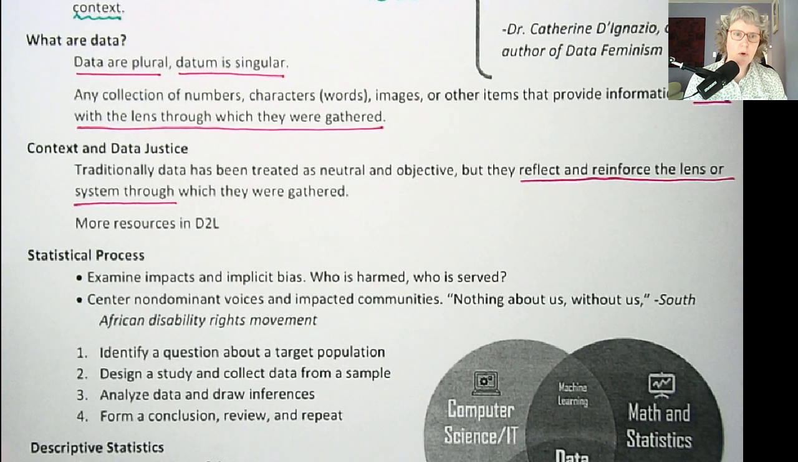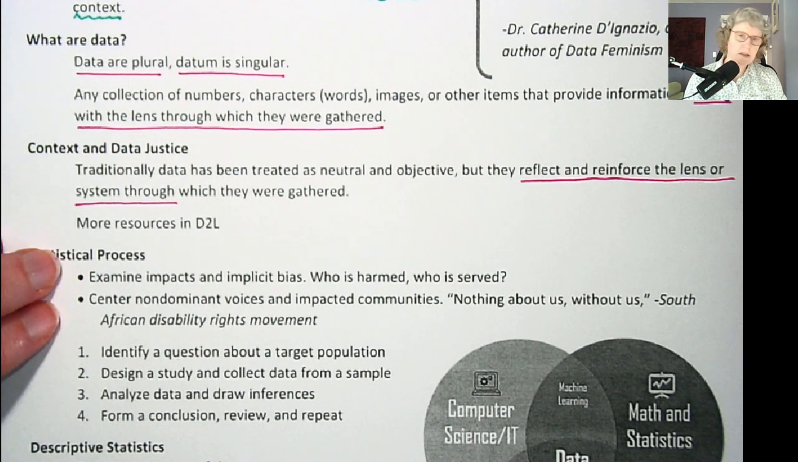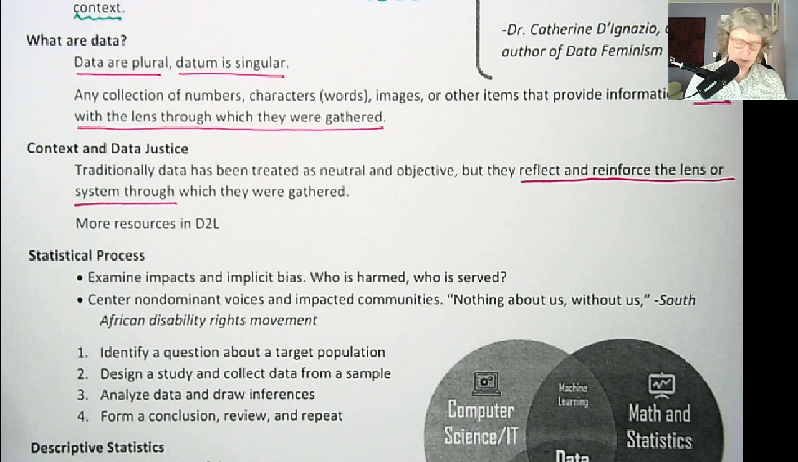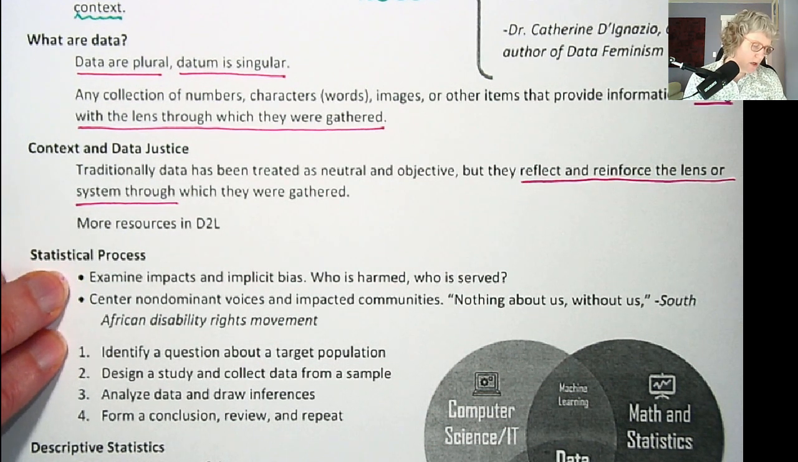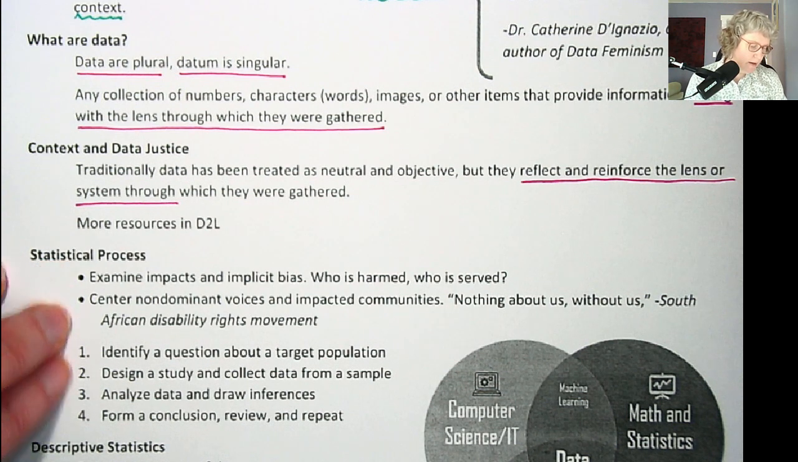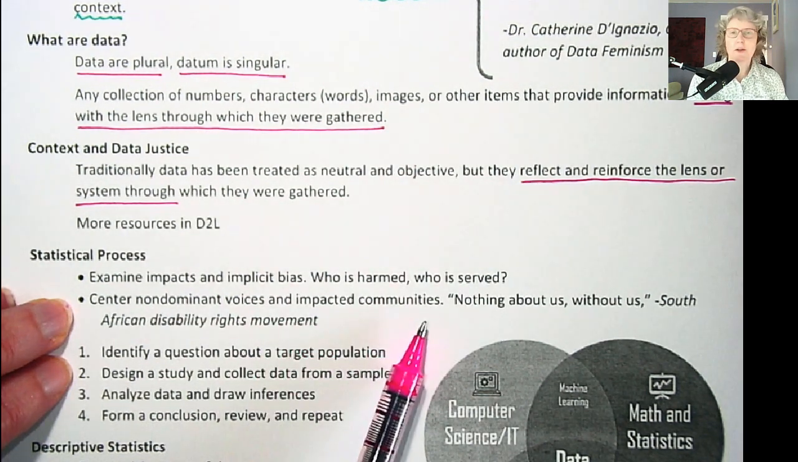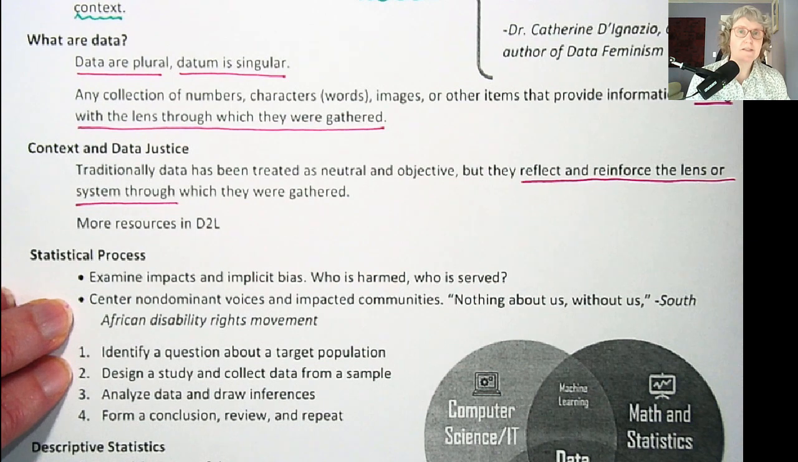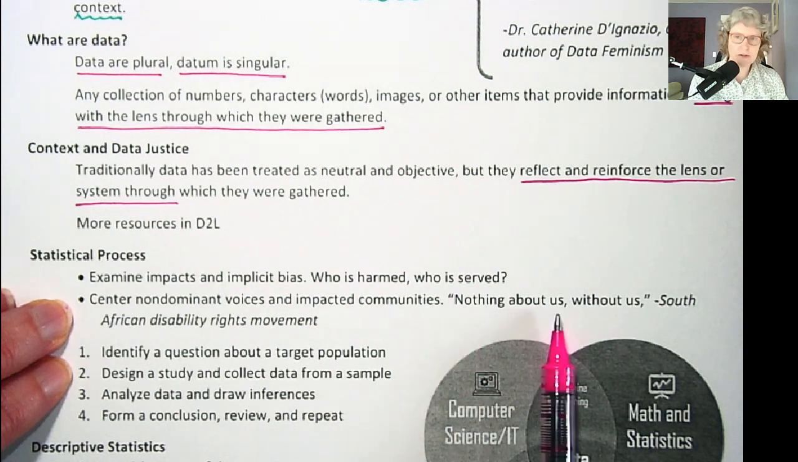Okay, so next let's talk about the whole statistical process, kind of from beginning to end. These two points at the beginning apply throughout the whole process, which is why I put them at the beginning. First of all, we always want to examine impacts and implicit bias: who is harmed and who is served by a particular study, by a particular investigation. And then we also want to center non-dominant voices and impacted communities. If we're gathering data about someone, we need to ask them and get their input, or better than that, center them and guide them to do the process. There's a saying: nothing about us without us.